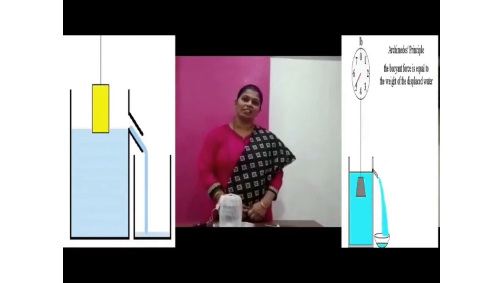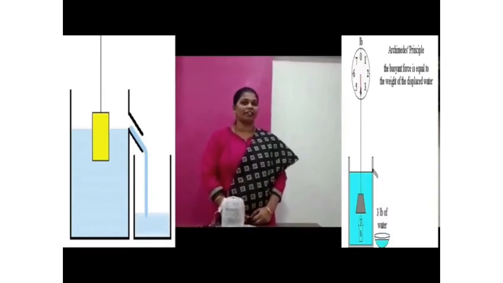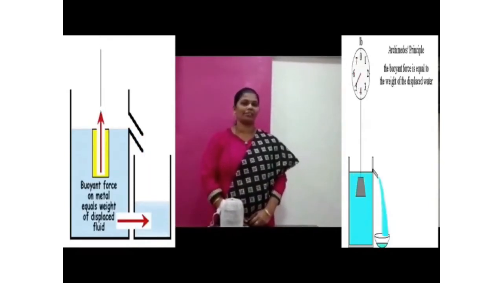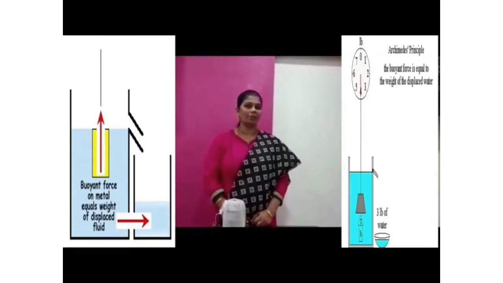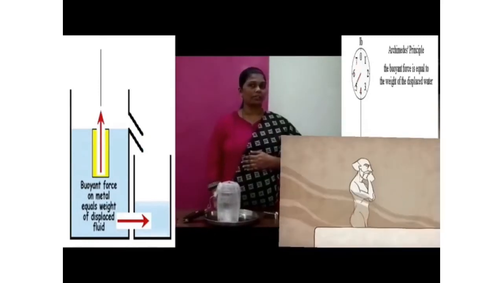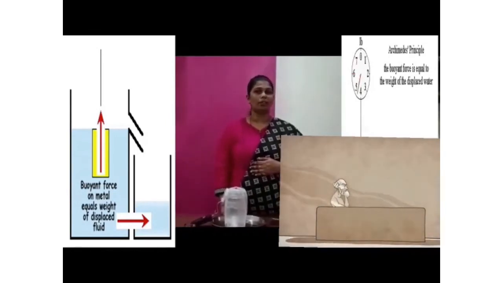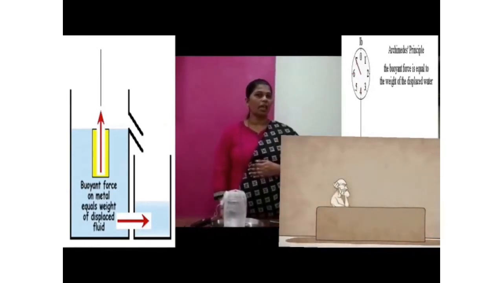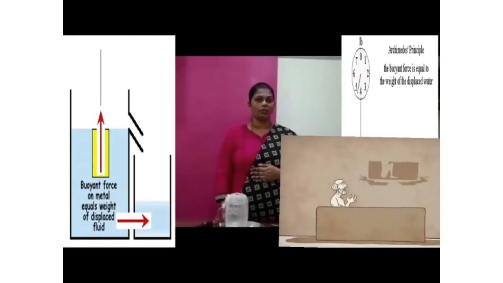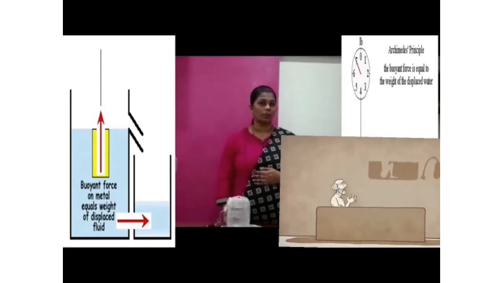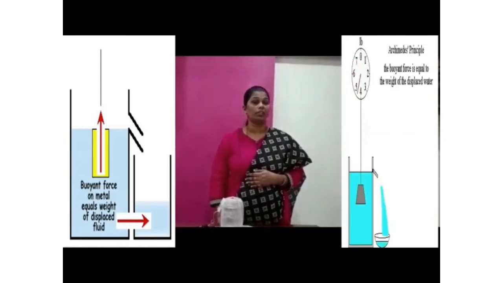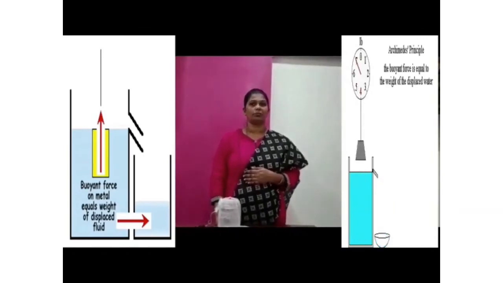This was first discovered by the great Greek scientist Archimedes. Let's see the Archimedes principle. The Archimedes principle states that when an object is partially or fully immersed in a fluid, the force of buoyancy acts on the object in the upward direction. The measurement of this force is equal to the weight of the water displaced by the object.